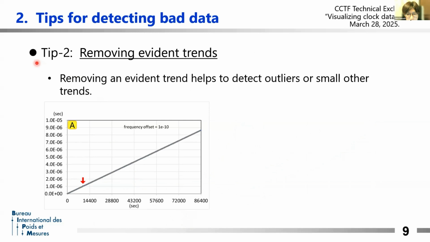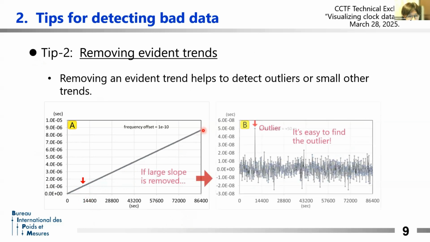Tip 2 is removing evident trends. Removing an evident trend helps to detect outliers or small other trends. For example, an outlier masked by a large slope in plot A becomes clear in plot B by removing the trend.